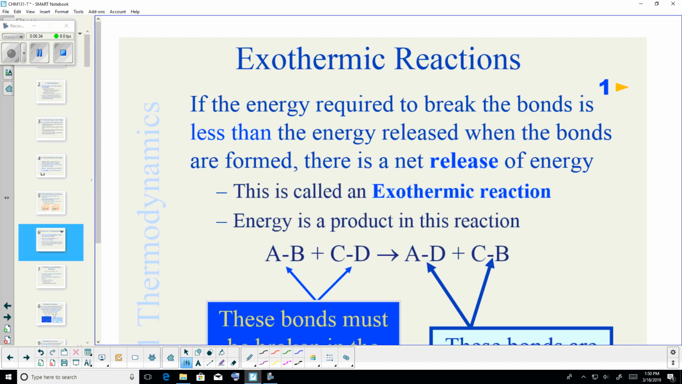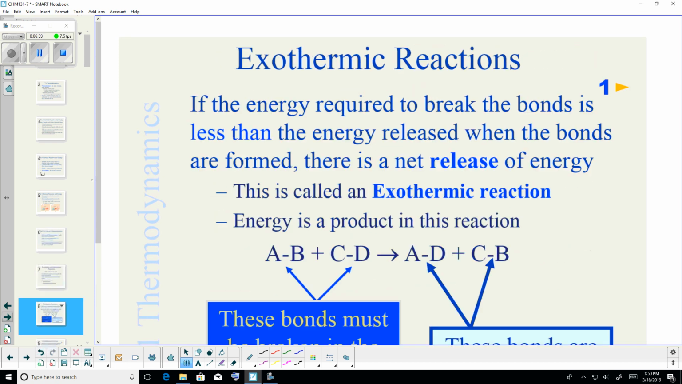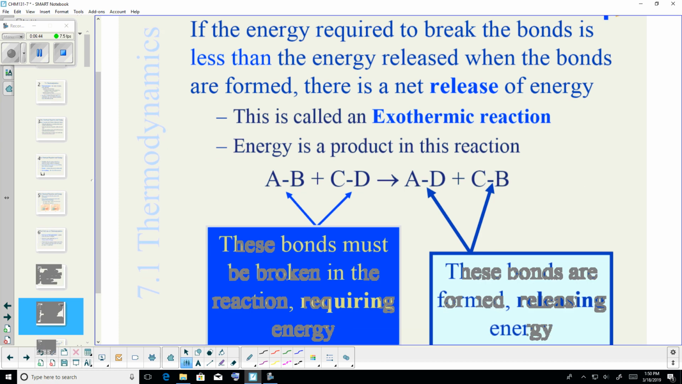When you form the AD and CB bonds, you release energy. So if the energy required to break the bonds is less than the energy released when the bonds are formed, there's a net release of energy. You have energy left over. You will produce heat. That's called an exothermic reaction. Exo meaning outside, thermic obviously meaning heat.